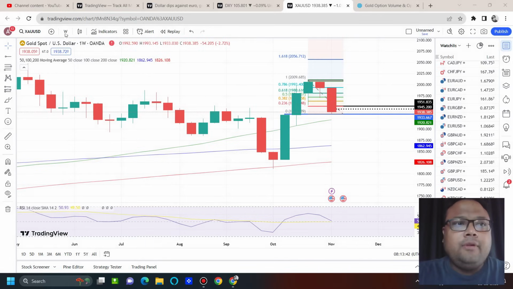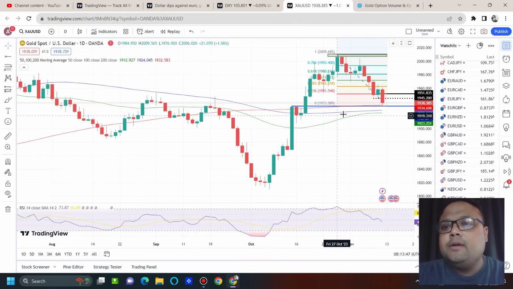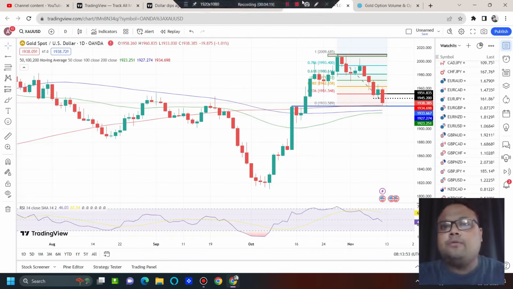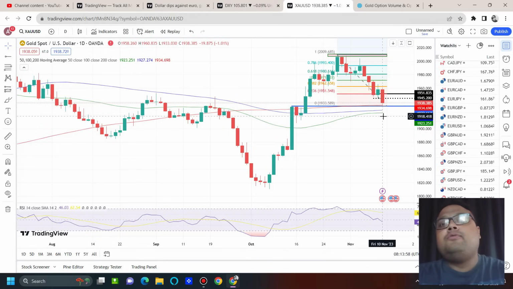Okay, and if we go to the daily chart, we can see a similar story. You can see around the 1920 level we have a bunch of moving averages providing dynamic support to the market. Once the market breaks it, the market will show further downside.